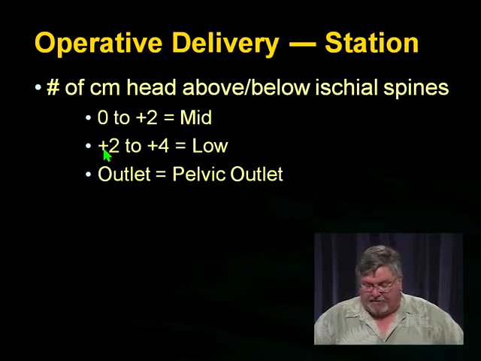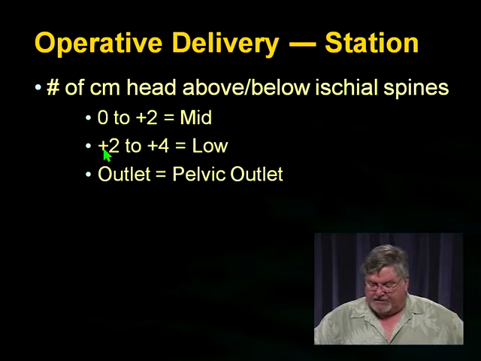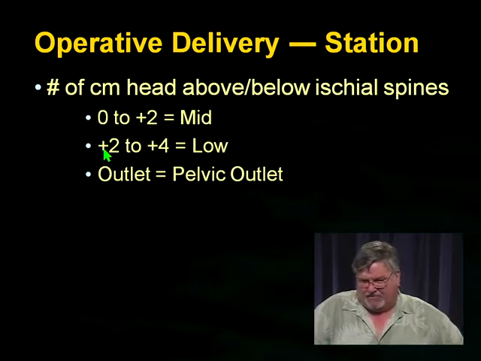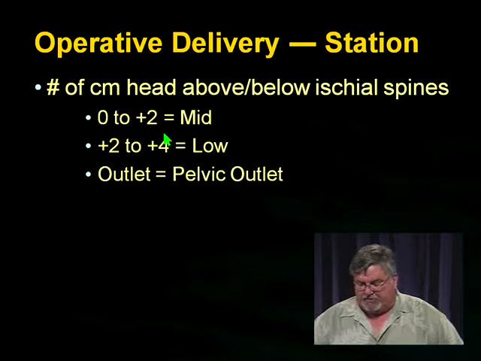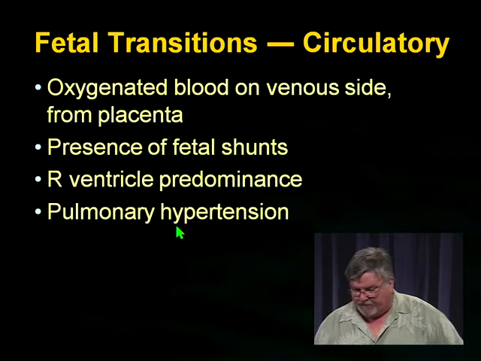So mid-outlet delivery, or mid-forceps or mid-vacuum delivery, is 0 to +2 centimeters below the ischial spines. Generally, we don't go for operative deliveries above the ischial spines unless we're in, like, Pango or somewhere. +2 to +4 is a low operative delivery, and outlet is when the head is at the pelvic outlet.